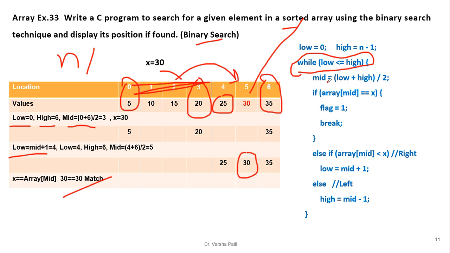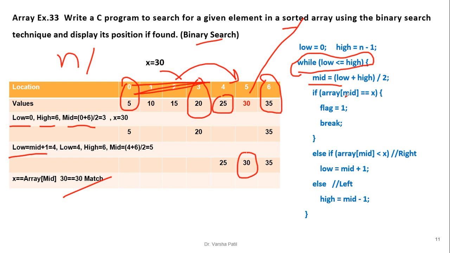When we are going to program, we continue unless and until low is less than or equal to high, because low is at the 0th location and high at the highest location. So while low is less than or equal to high, we continue the program. What is our first step? We calculate mid. What is mid? Low plus high by 2, that is nothing but the average.